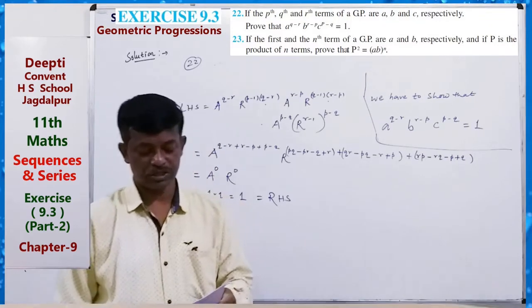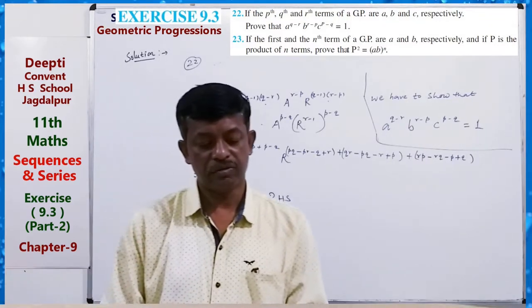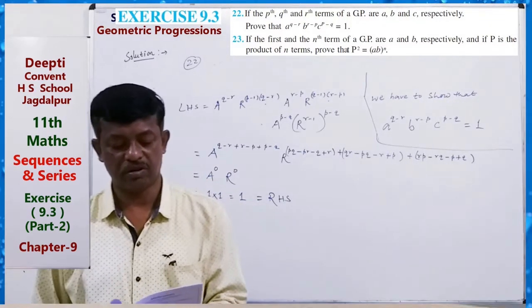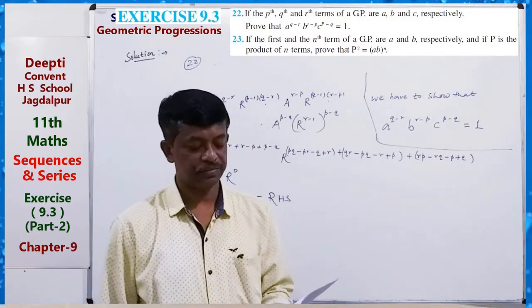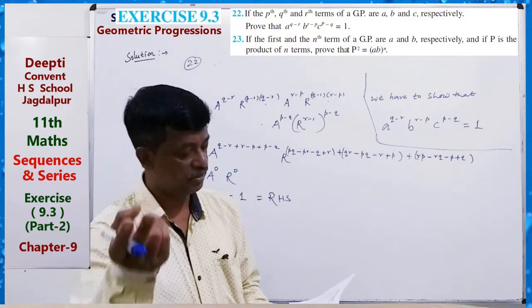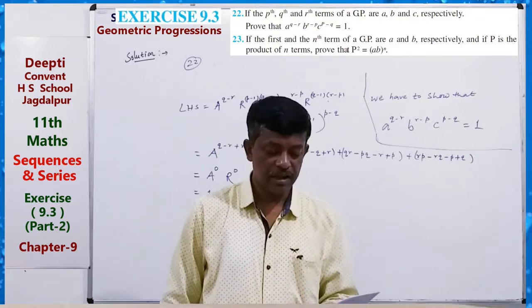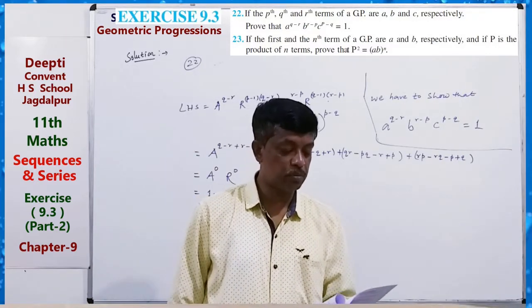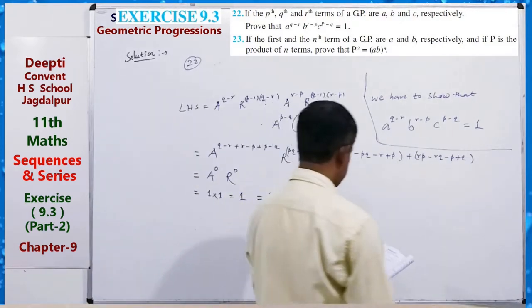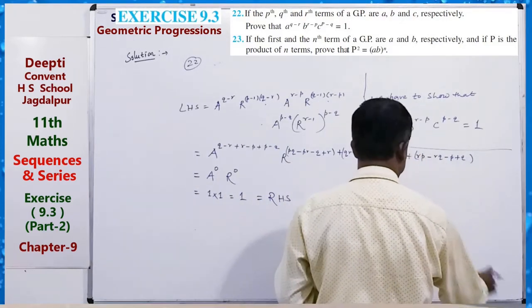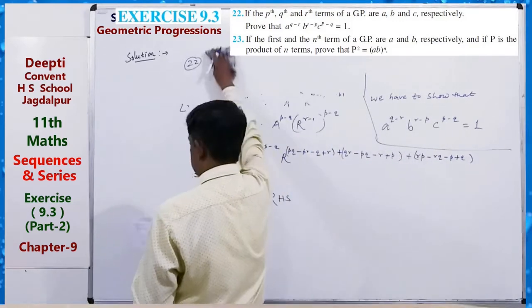Okay, now question 23. If the first and the nth term of a GP are A and B respectively, nth term is B and first term is A. If capital P is the product of n terms, prove that P square equals (AB) power n. Okay, so 23.